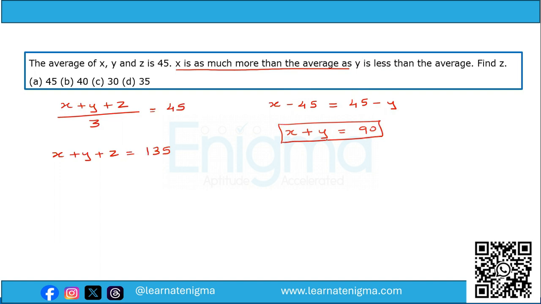Now if we substitute this value of x + y in this equation, we get 90 + z is equal to 135. Solving this, we get z is equal to 45. Hence, our answer will be option A.